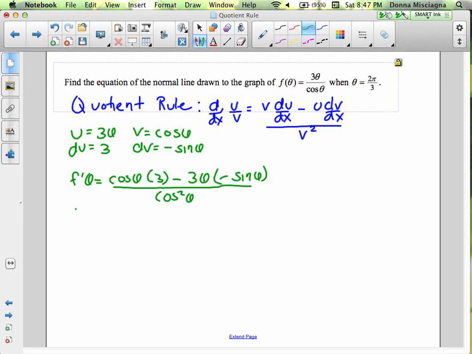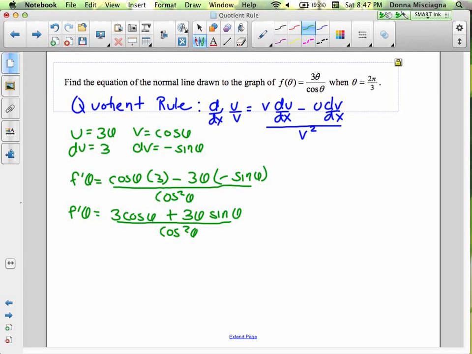All right, so let's continue simplifying. This is going to be 3 cosine theta, and that'll be plus 3 theta sine theta. You can factor out a 3 in the numerator, but there's really no point. It doesn't really make it that much nicer anyway. And then divided by cosine squared theta. So that's enough simplifying. It's really not worth it. We'll just leave it like that.